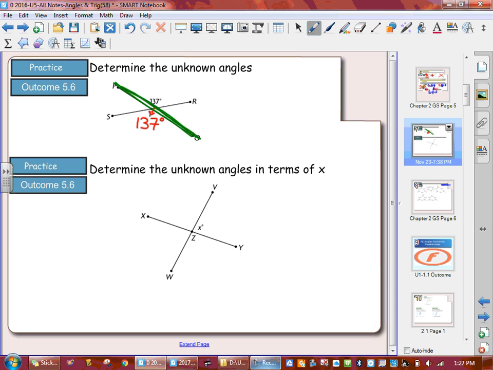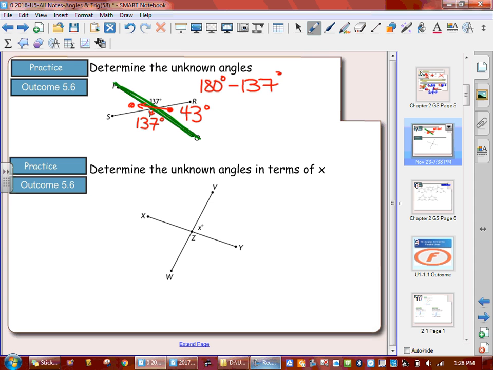So that means I can find this angle by going 180 degrees minus 137 degrees. That's going to give me my little red dot, that smaller angle. So how big is our smaller angle? 43 degrees. Beautiful. Now, remember, opposite angles will be identical, so that means the other angle across from it is also going to be 43 degrees. They match.